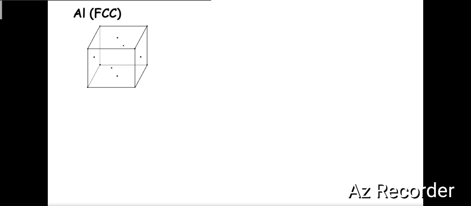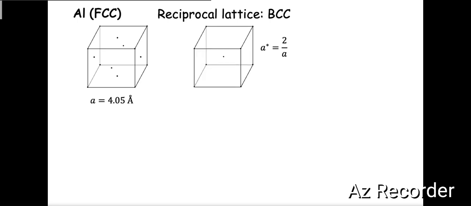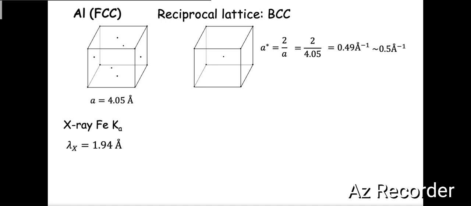Aluminium is face-centered cubic with a lattice parameter of 4.05 angstrom. If we look at the reciprocal lattice of aluminium, then this will be a body-centered cubic lattice with a lattice parameter a star equal to 2 by a, and with the value of a for aluminium, this turns out to be 0.5 angstrom inverse. Now, if we use X-ray, and let us say we use iron K alpha, then the wavelength of X-ray is 1.94 angstrom, and so the radius of the Ewald sphere, which is the reciprocal of the wavelength, turns out again to be 0.5 angstrom inverse.